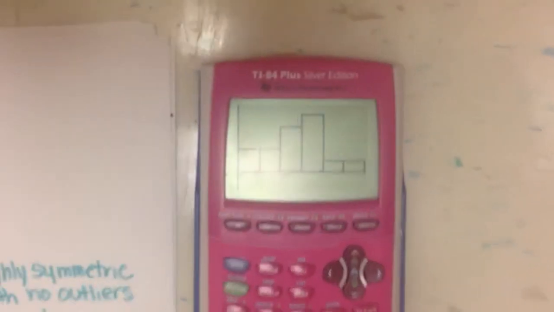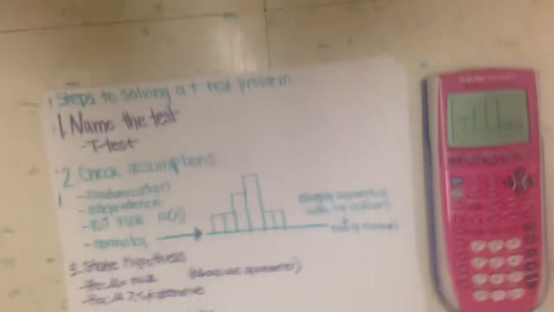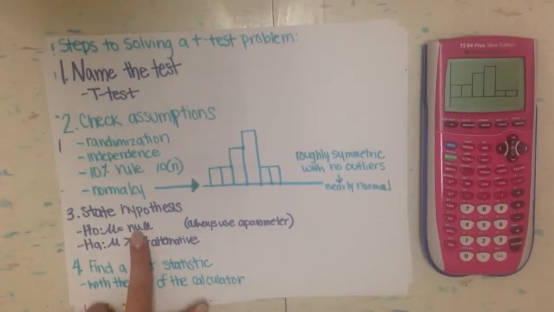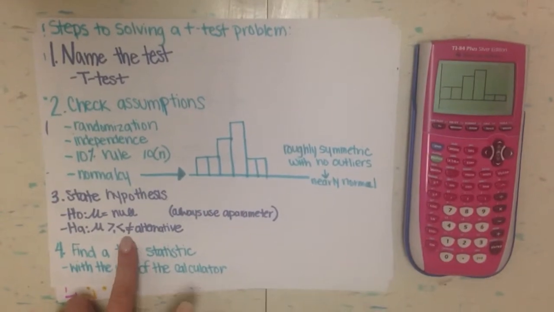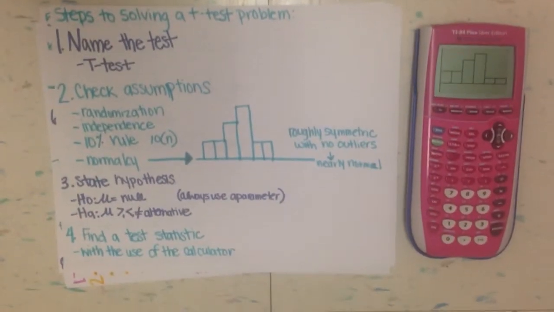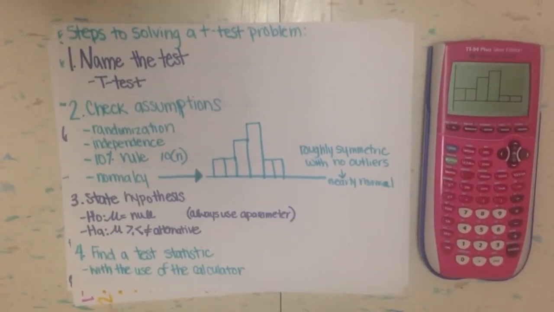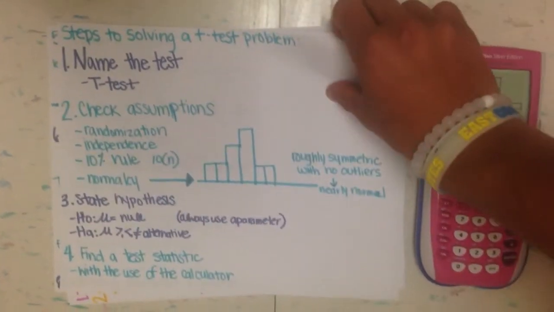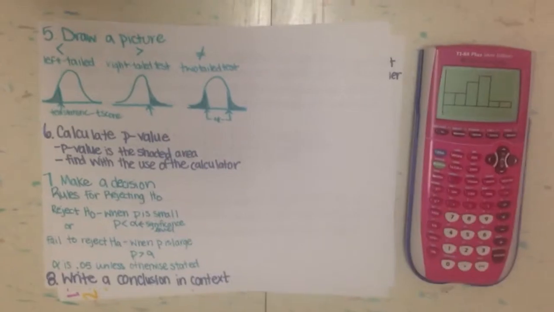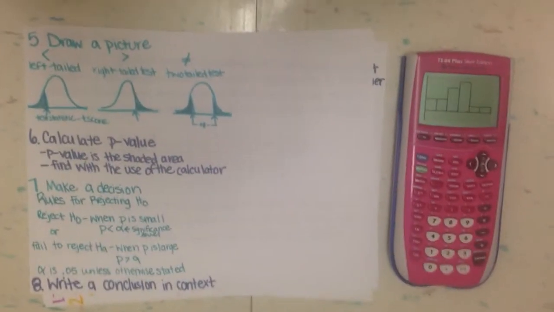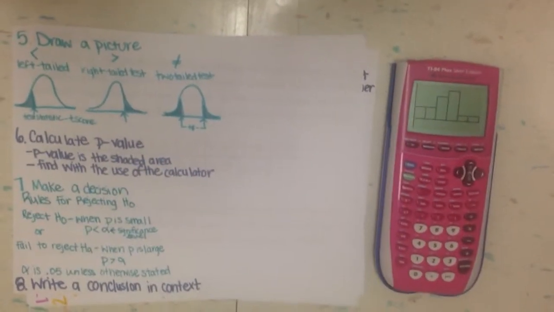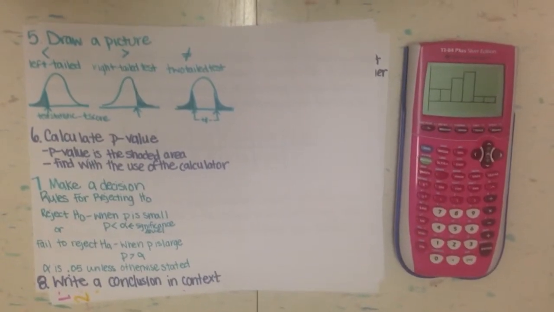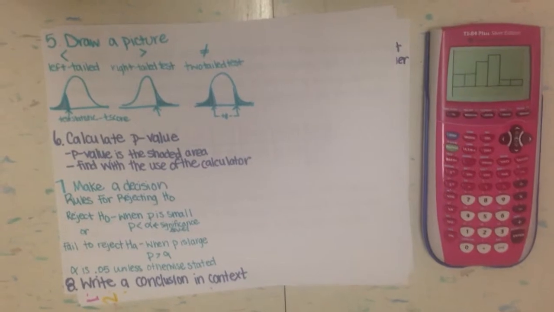Okay, and then next we're going to state the hypotheses. So this is the null hypothesis, and this is the alternative hypothesis. Then we will find a test statistic by using the calculator. Step 5 is to draw the picture that is shown on the calculator. Step 6 is to calculate the p-value, which is the shaded area of the picture.